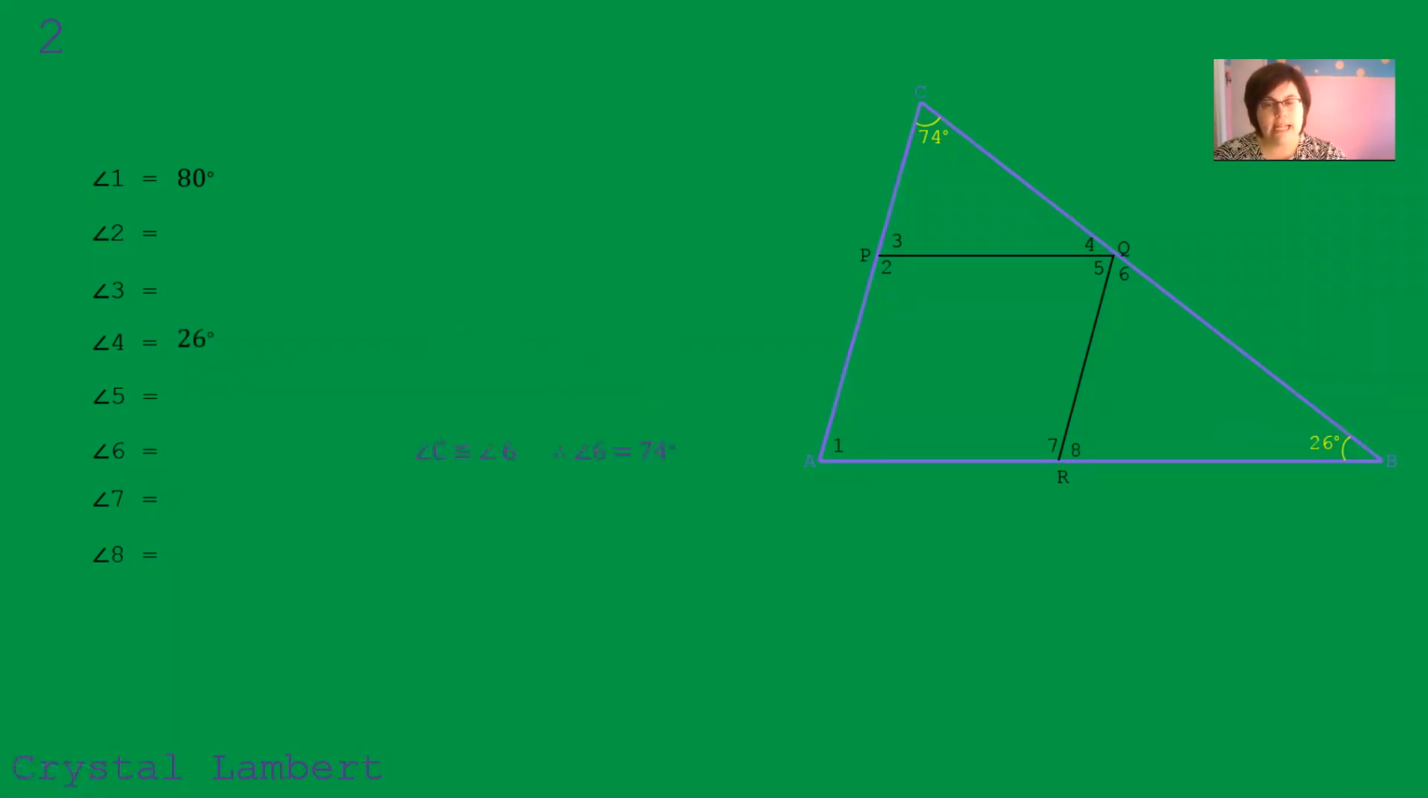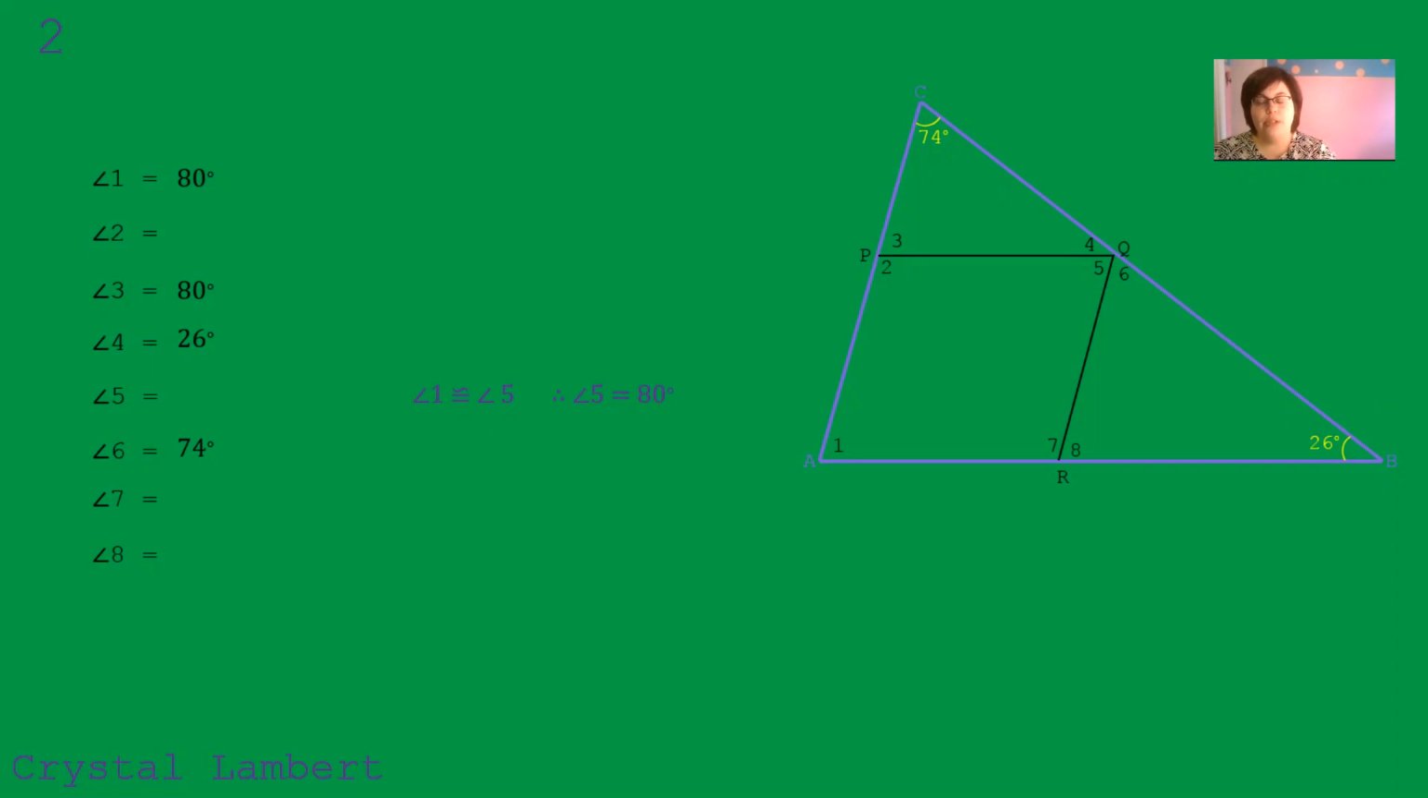Then we're going to look at, here we have angle C is 74 degrees, and that one is congruent with angle 6. And angle 6 is equal to 74 degrees. Then we're going to look at angle 1, and we know that it is congruent to angle 3, which is 80 degrees, so that one's also 80 degrees. Angle 1 is also congruent to angle 5, and since angle 1 was 80 degrees, angle 5 is also 80 degrees.